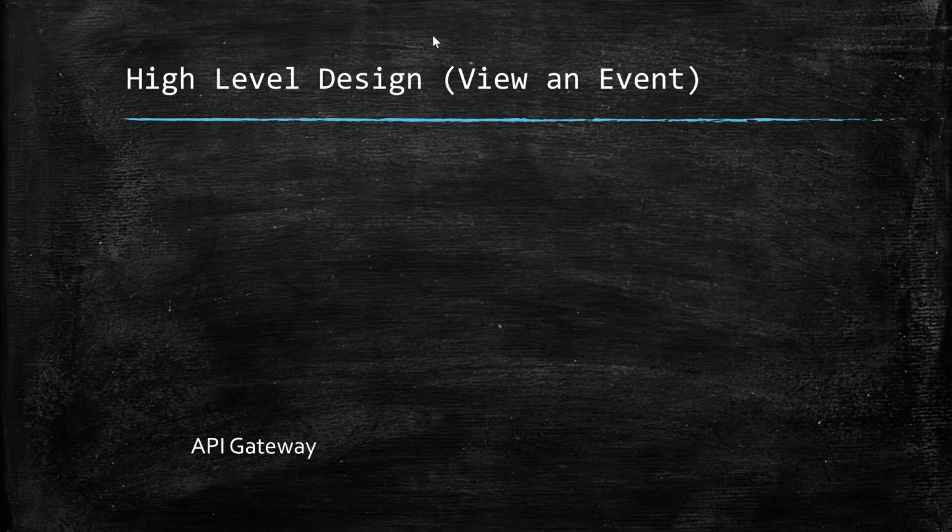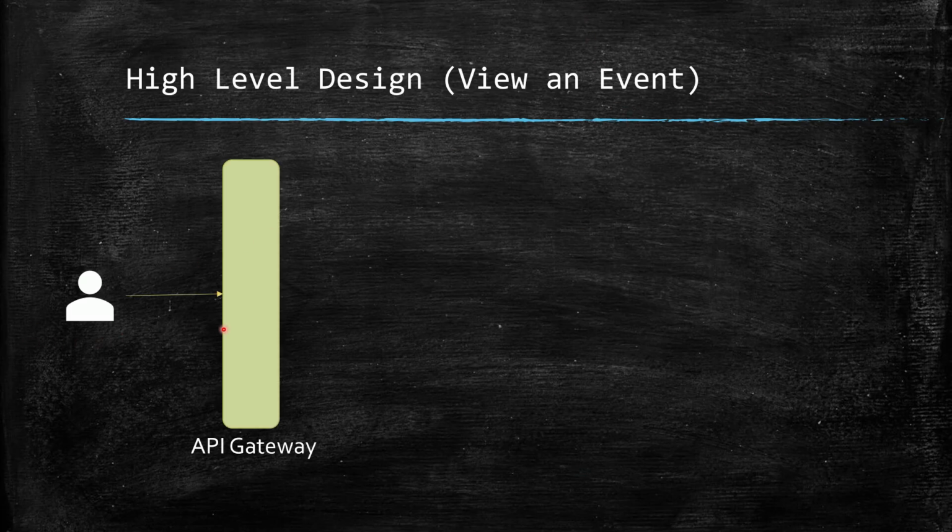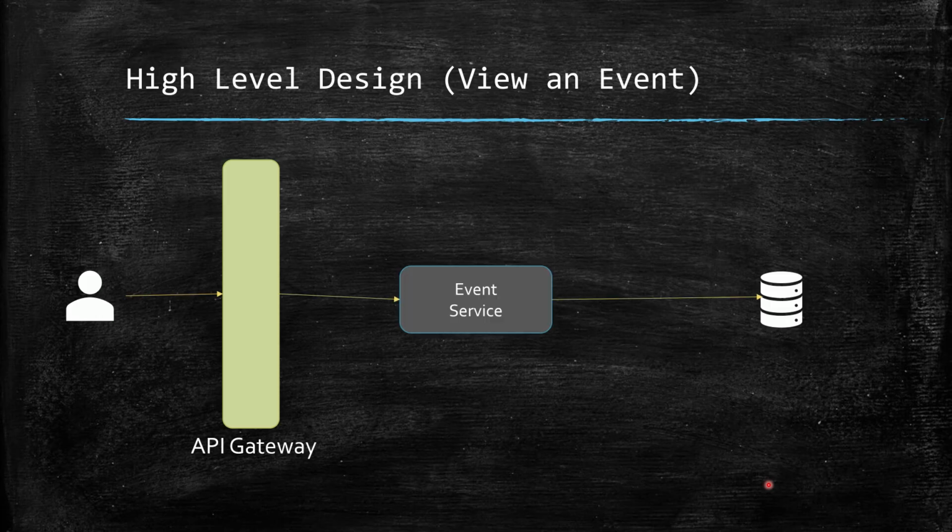So we start with view event. For view event, we will have a user over here. The user will make a request to the API gateway. The API gateway will do the routing, the load balancing part. That is what is being handled by an API gateway. It can also handle security like authorization and so on. Now we create an event service for this specific purpose, and the event service will be talking to the database for getting an event with an event ID.